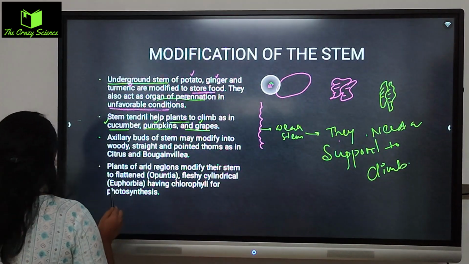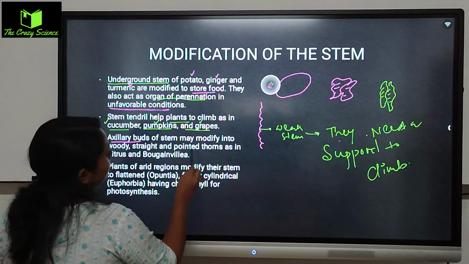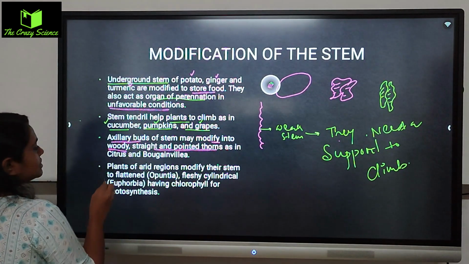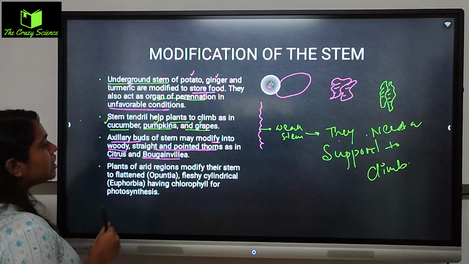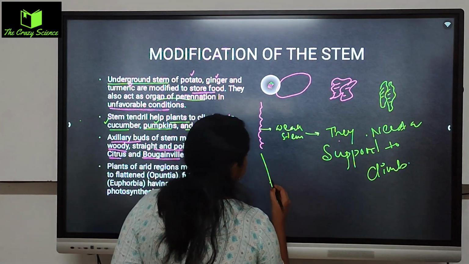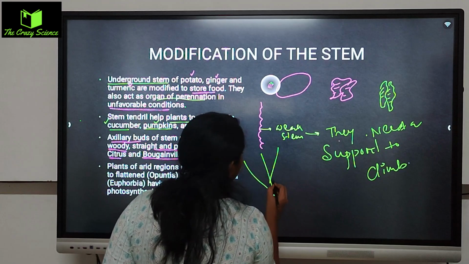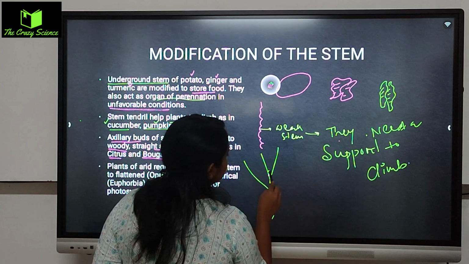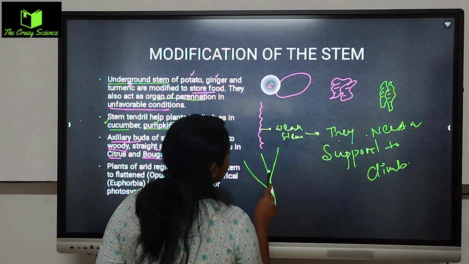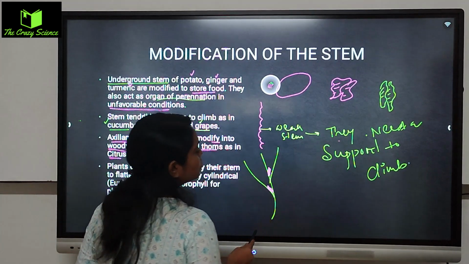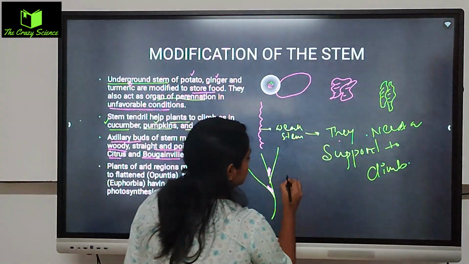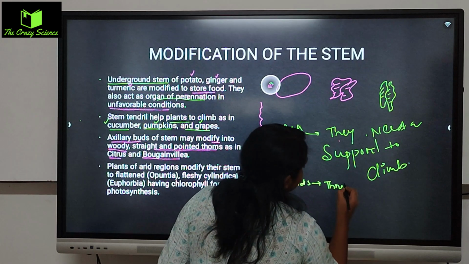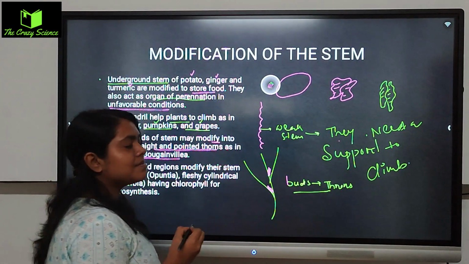The axillary buds of the stem may be modified into woody, straight and pointed thorns, as in citrus and bougainvillea. So if I just draw a plant like this, a short plant, there is a terminal bud, and the axillary ones on the sides, those buds on the sides, they are converted into thorns. Thorns means kata. The simple buds, these buds converted into the thorns.